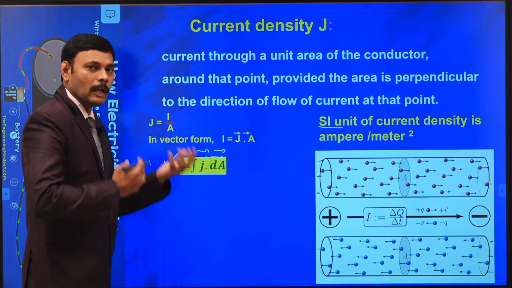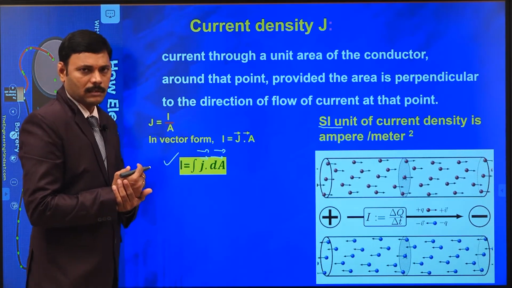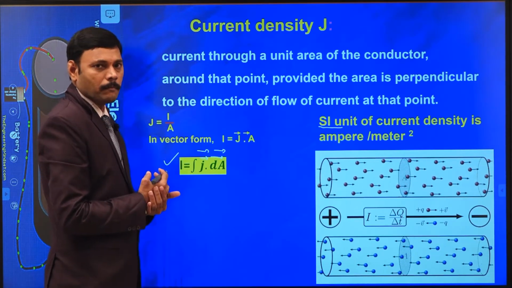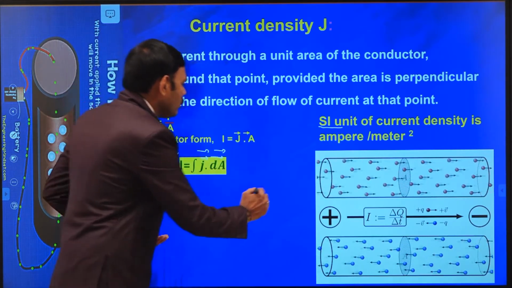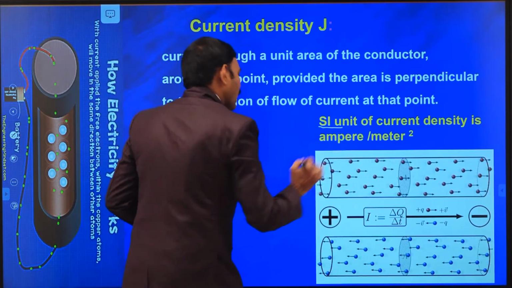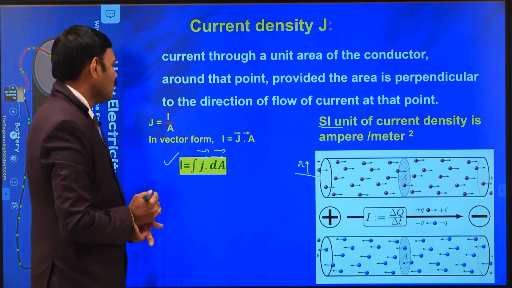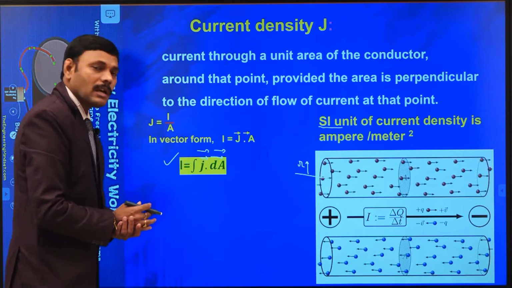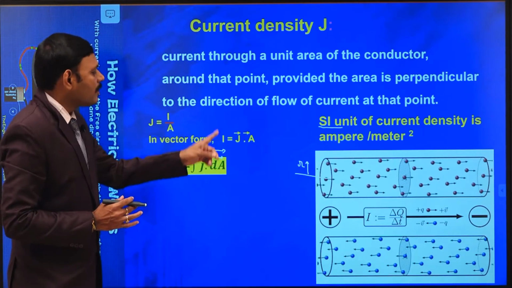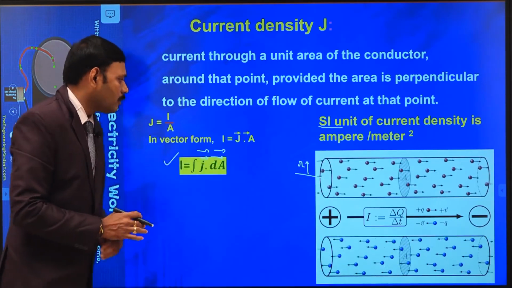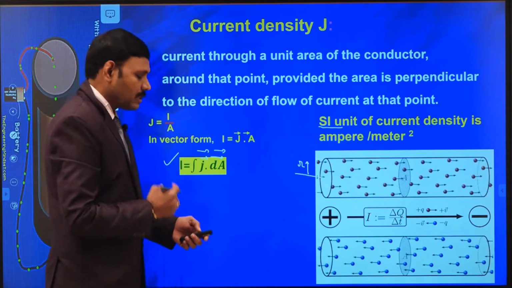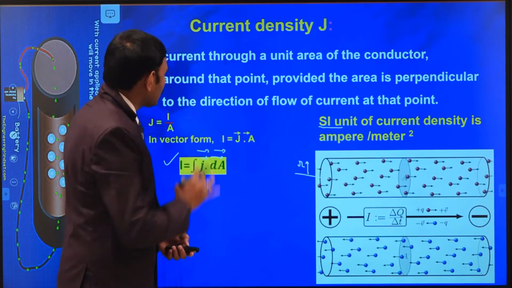J is varying in the given conductor. It may be a function of distance from the axis of the conductor. So let this be the axis, with changing distance from the axis. Suppose J is changing, in that variable condition of J, current is calculated by integral J bar dot dA bar. If J is constant, we calculate it by the formula J bar dot A bar. Students, I hope you understood current density with the help of this explanation.